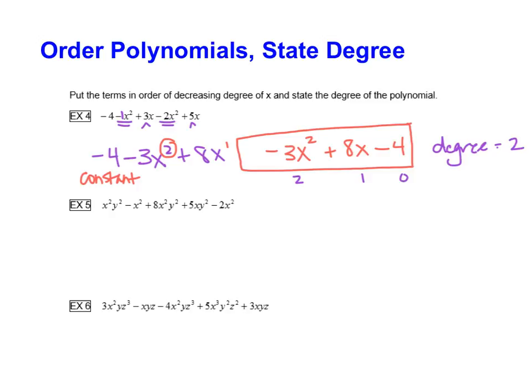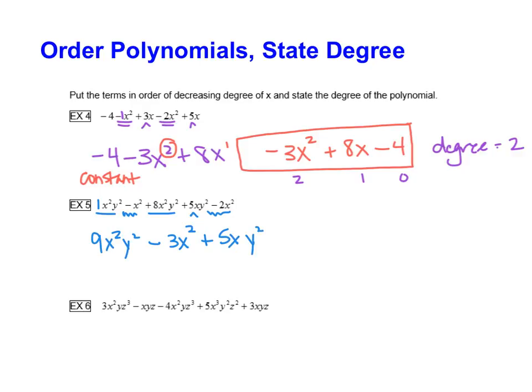Alright, next example. First we're going to combine any like terms. So I see an x squared y squared and an 8x squared y squared. That's a 1x squared y squared, so if you add those you get 9x squared y squared. Here's a minus x squared and a minus 2x squared. If you combine those you get minus 3x squared. And then we have a plus 5xy squared.